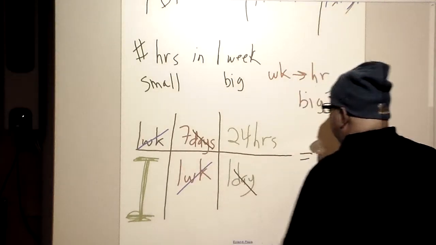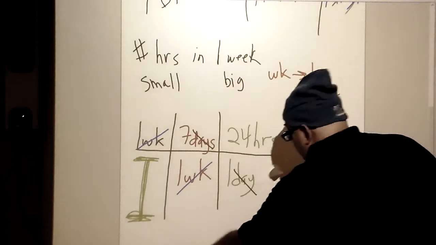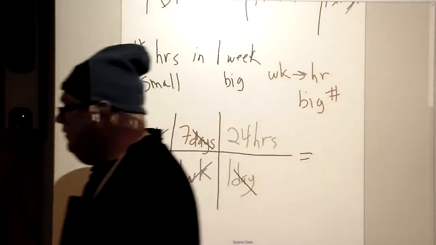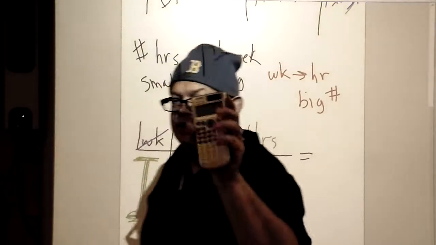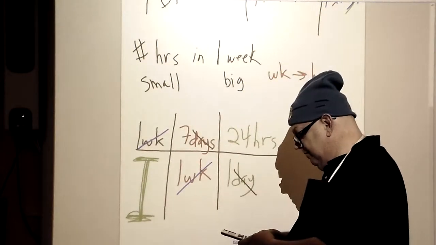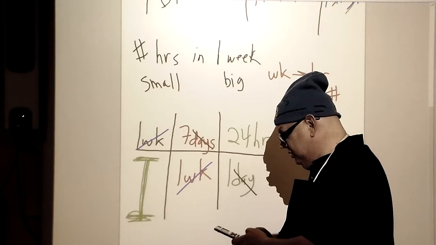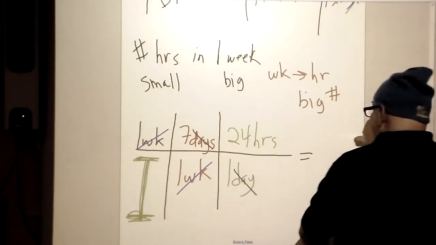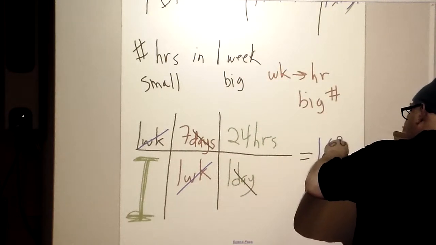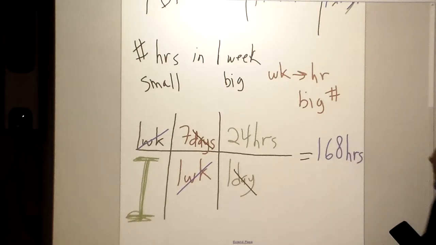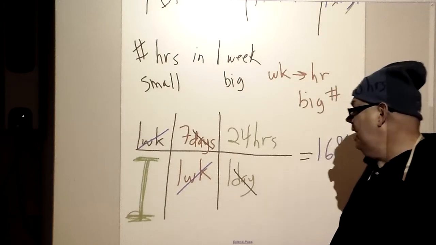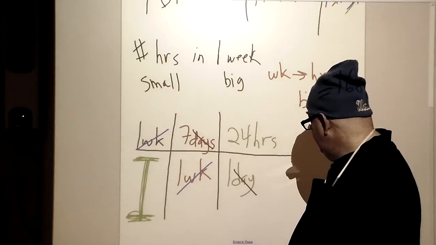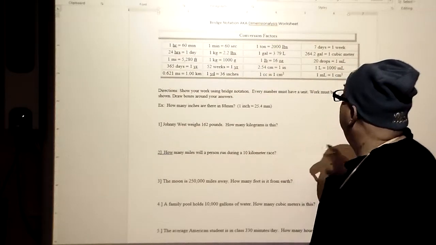So that means 24 times 7. What is 24 times 7? Where is my faithful calculator? Yes, here it is. 24 times 7 equals 168 hours. So I have 168 hours here. Okay, so that's a second example with you guys. Let's see if we can work on another one here.